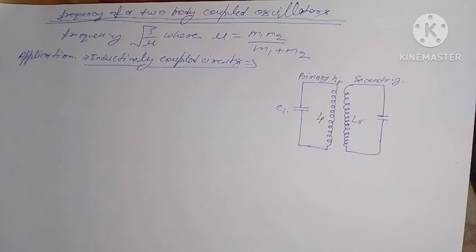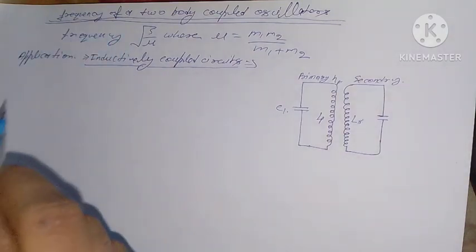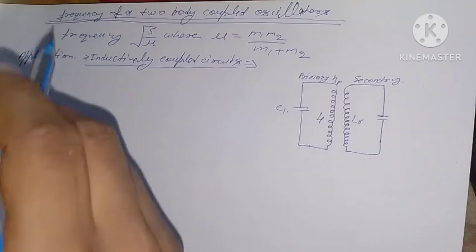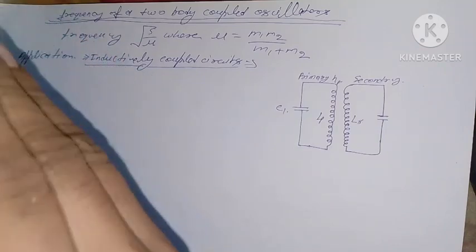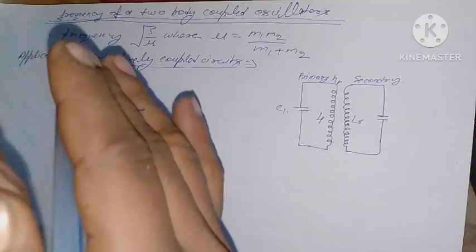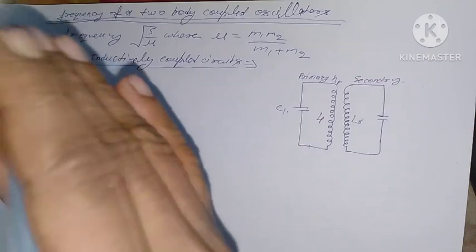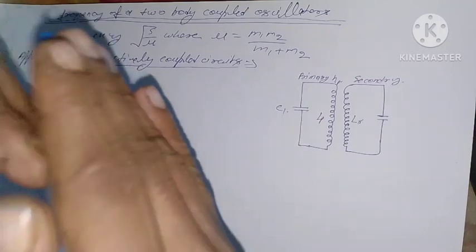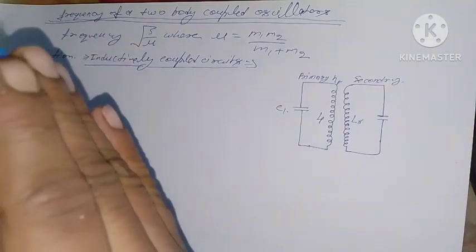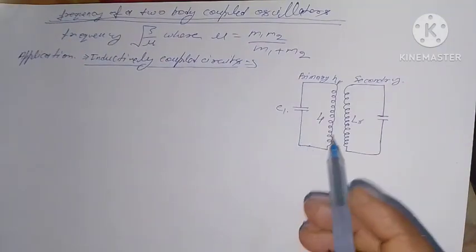Applications. Inductively coupled circuit. Two electrical circuits are said to be inductively coupled when the magnetic flux due to the current flowing in one threads the second circuit.